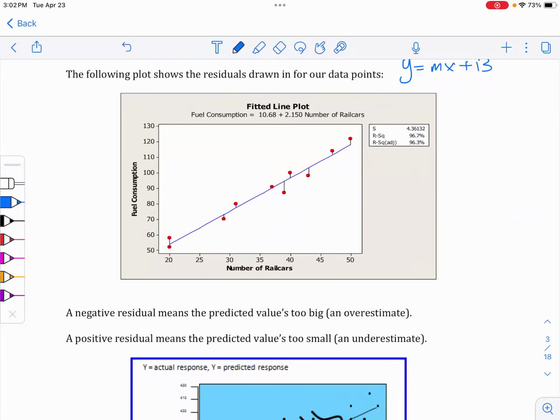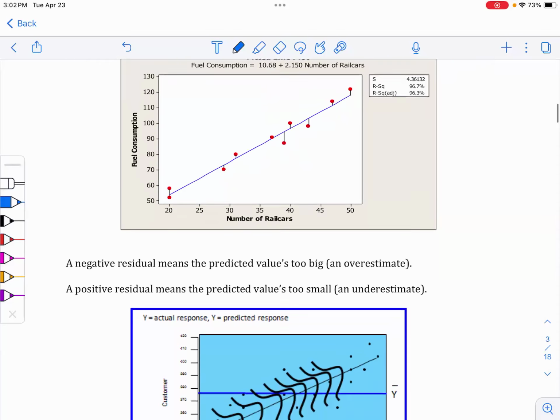And then just as a note, a negative residual means the value is too big. That's an overestimate. So that would be where the red dot is below the blue line. And an underestimate is when the blue line is below the red dot. And those result in positive and negative residuals.